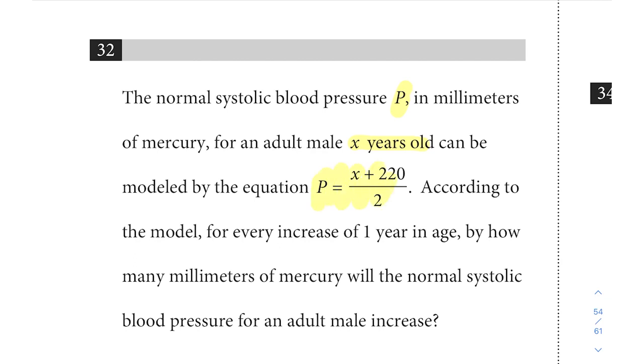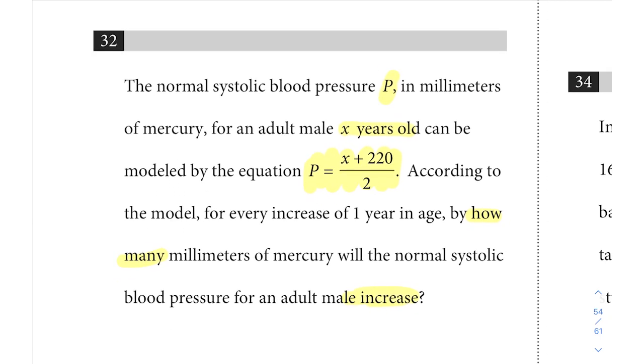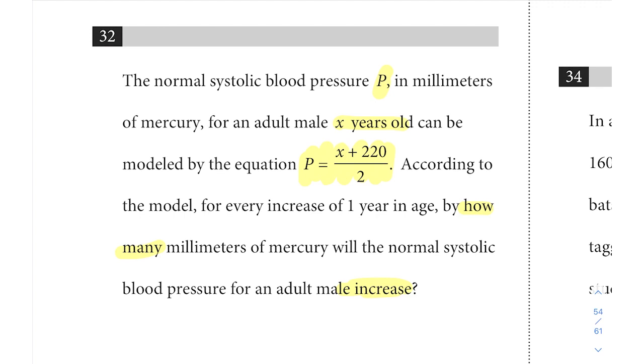The normal systolic blood pressure, P, in millimeters of mercury for an adult male, X years old, can be modeled by the equation P equals (X plus 220) over 2. According to the model, for every increase of 1 year in age, by how many millimeters of mercury will the normal systolic blood pressure for an adult male increase? So they're asking how much of an increase we're going to have.